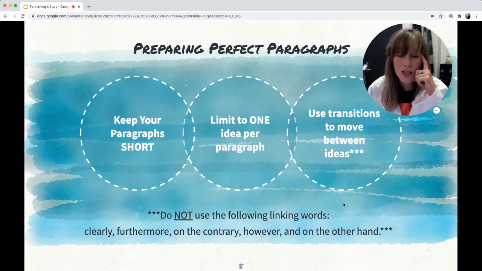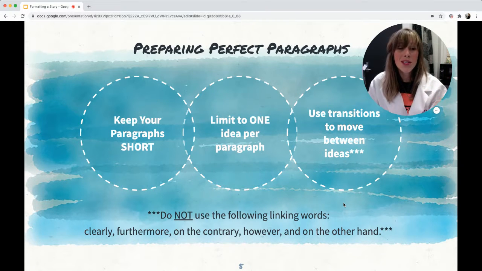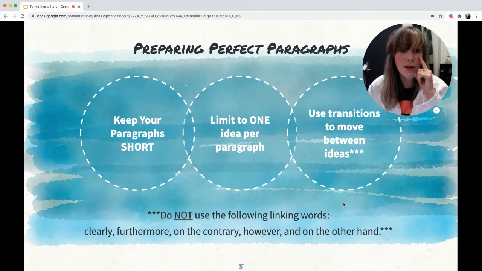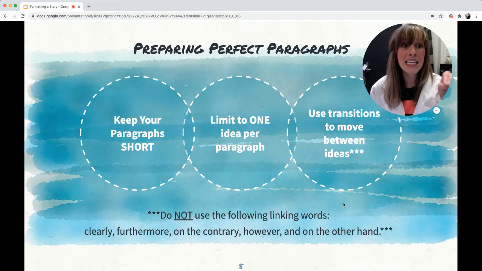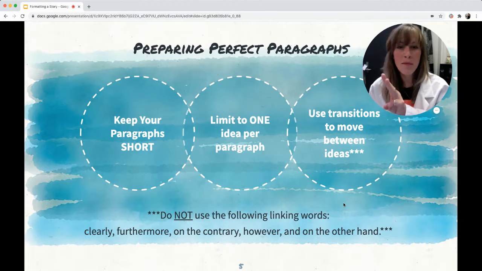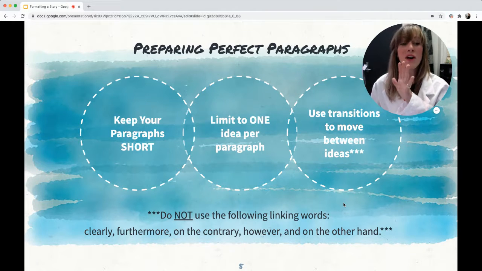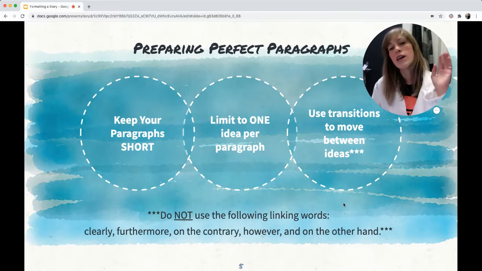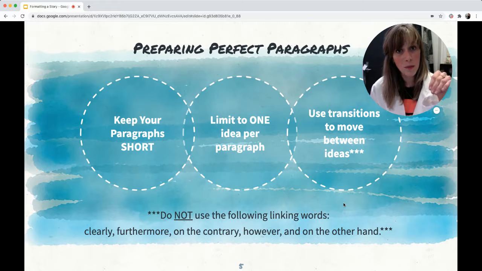Okay, hear me out. When I say we're going to use transitions, I don't necessarily mean transition words. I mean that our story is going to flow so that it makes sense, the order in which we're telling things. You're never going to use the following words. Clearly. Clearly is opinion. It may not be clear to somebody else. Furthermore, that means that we're leading to something. We're trying to explain. Don't do it. On the contrary, it may not be contrary. You're deciding it's contrary. However, it may not be a however. Or on the other hand, there may not be another hand, right? We don't want to lead people on with our story. We want to give them the facts for them to develop their own opinion.